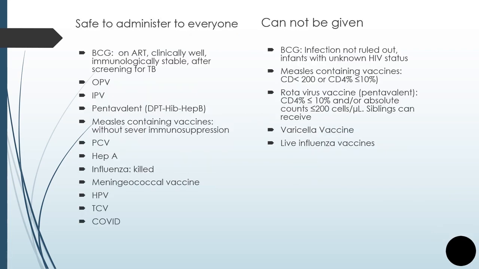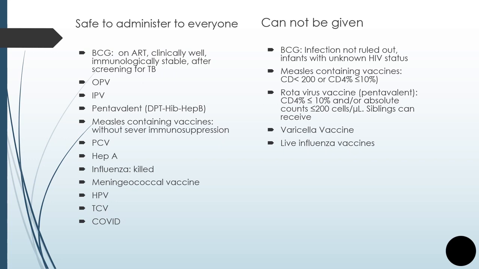There are vaccines which can be given, and should be given, to every patient regardless of their HIV status, and these include oral and injectable polio vaccine, pentavalent vaccine, pneumococcal conjugate vaccine, typhoid conjugate vaccine, COVID vaccine, meningococcal vaccine, killed influenza vaccine, and hepatitis A vaccine.